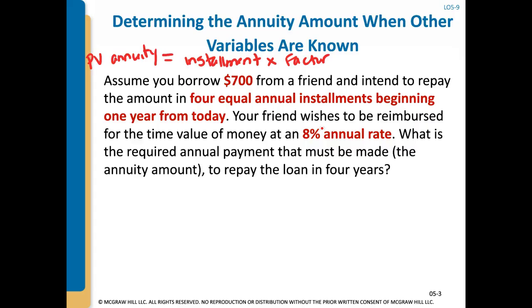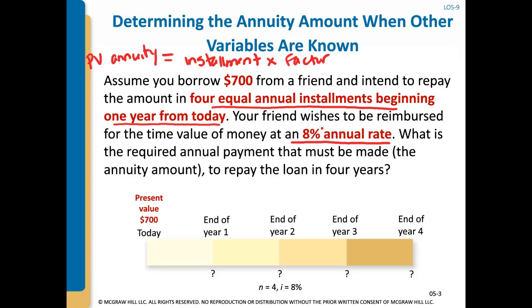Assume you borrow $700 from a friend and intend to repay the amount in 4 equal installments beginning 1 year from today. So if we have a lapse in time of 1 year from today, we know we're going to be dealing with the present value of an ordinary annuity. Your friend wishes to be reimbursed for the time value of money at an 8% annual rate. What is the required annual payment that must be made, which is the annuity amount, to repay the loan in 4 years?